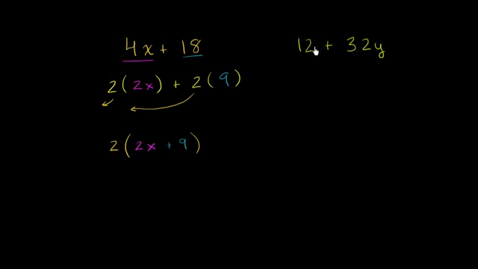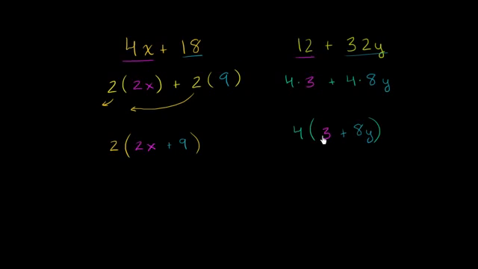So we could rewrite each of these as a product of 4 and something else. So for example, 12 we can rewrite as 4 times 3. And 32y we can rewrite, so this is going to be plus 4 times, well, if you divide 32y by 4, it's going to be 8y. And now once again we can factor out the 4. So this is going to be 4 times 3 plus 8y.